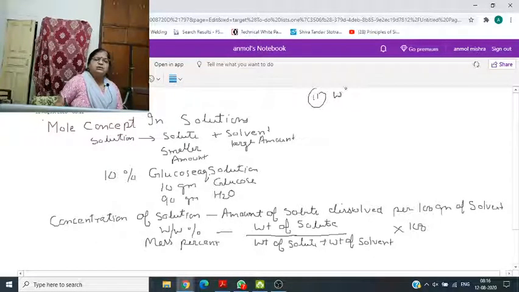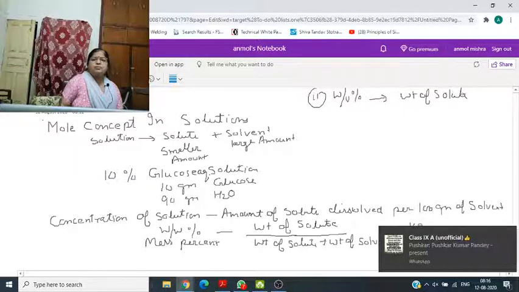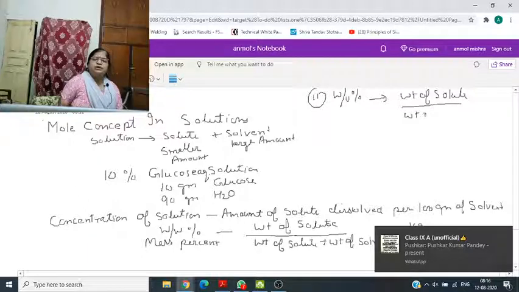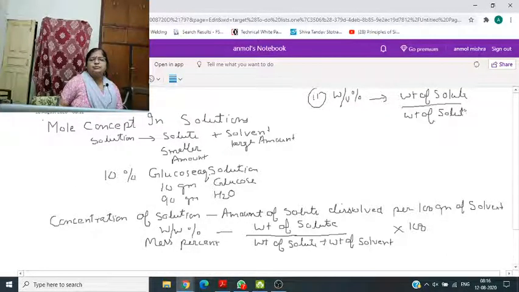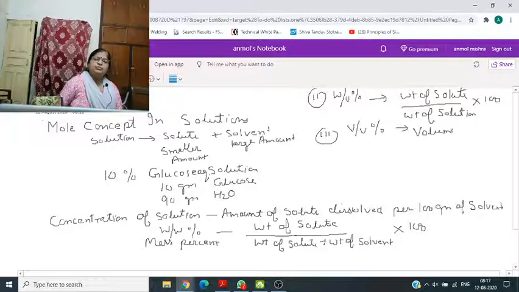Second is W by V percent. In this, that is weight of solute by volume of solution into 100, and third is V by V percent, meaning volume of solute in the case of two liquids, volume of solute by volume of solution into 100.